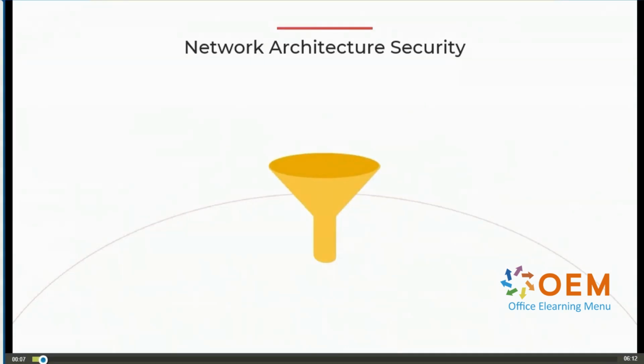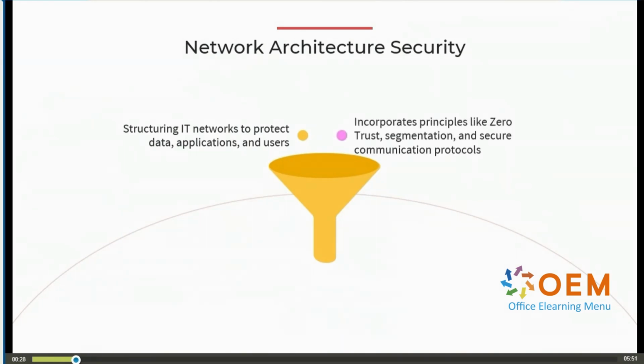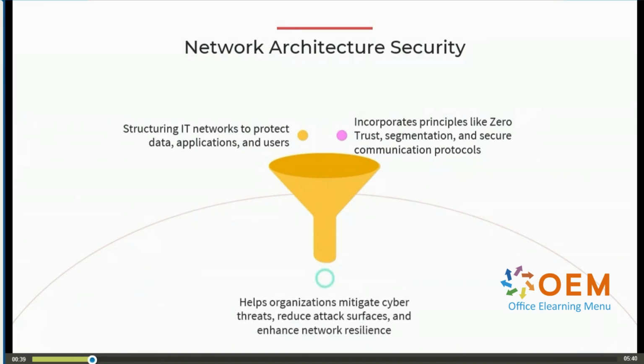In this video, we're going to learn about designing robust network infrastructures and how we can go about securing those networks. When we talk about network architecture security, we're talking about structuring our IT networks to protect data, applications, and users who are using and interacting with that network. As part of this architecture, we incorporate principles like zero trust, segmentation, and secure communication protocols to build in defense in depth and defense in breadth into our networks. All of this helps organizations mitigate cyber threats, reduce attack surfaces, and enhance network resilience.